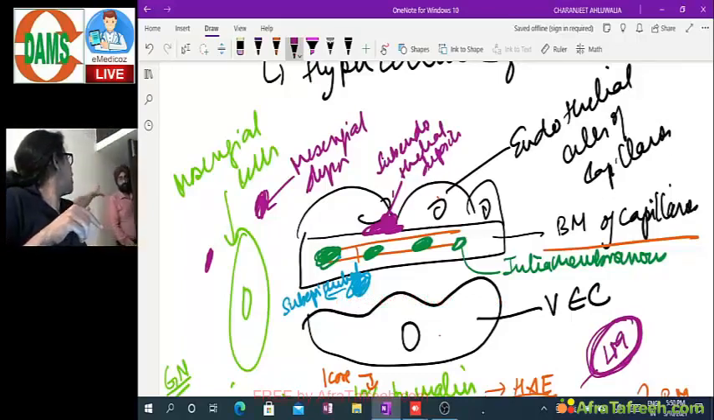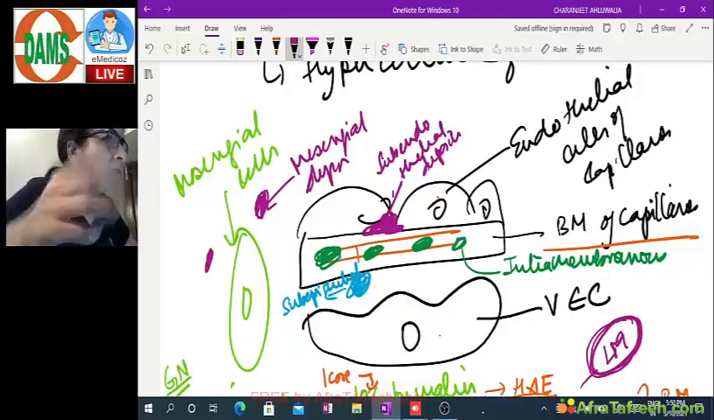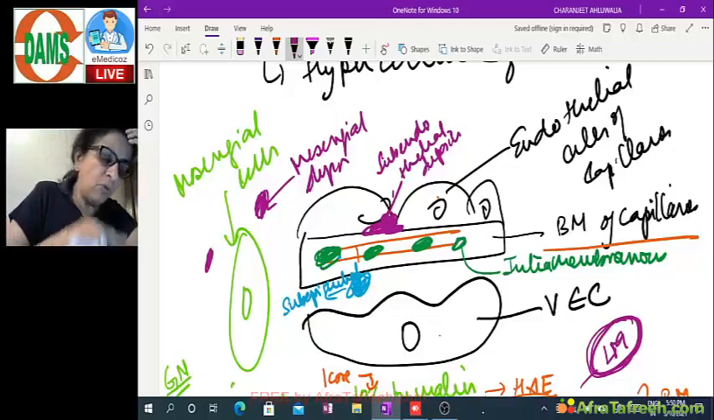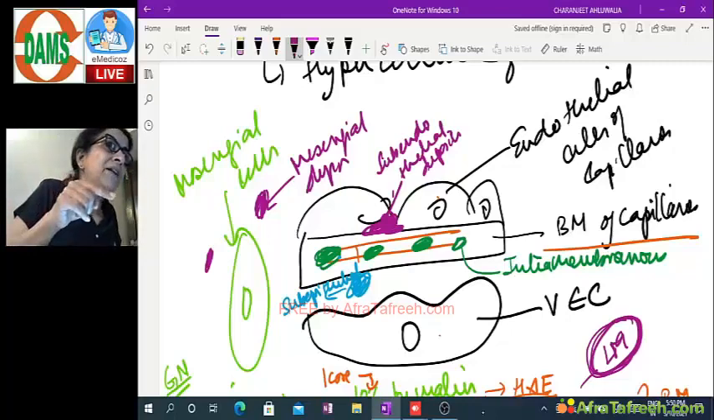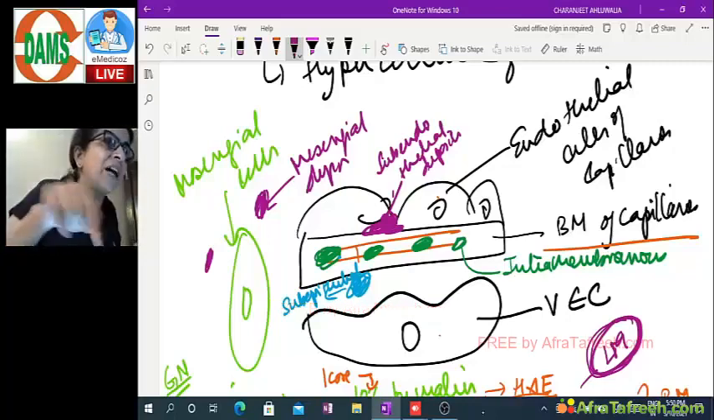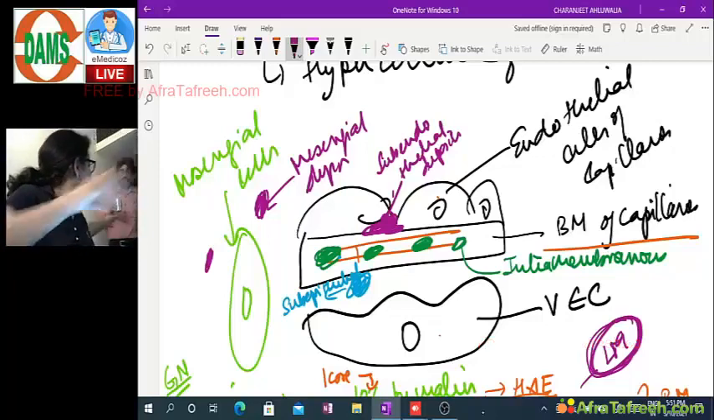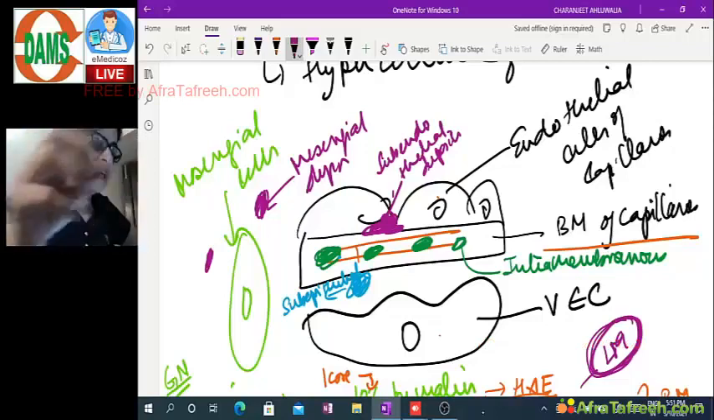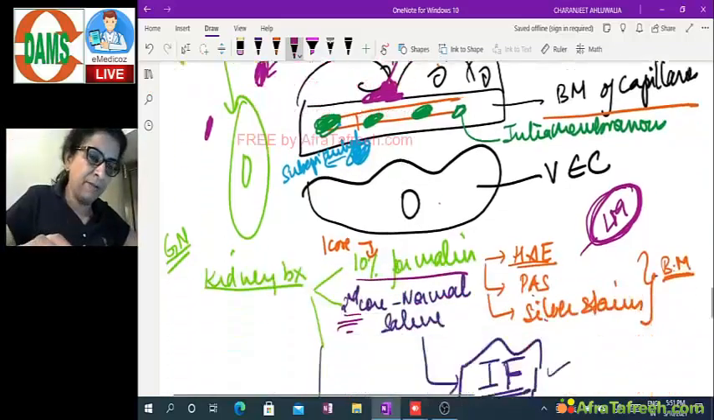Which are the complement components? You know complement components are C1, C2, C4, C3. You want to know which complement components these immune complexes contain. Do they contain the complement components of the classical pathway or the alternate pathway? C1, C2, C4, if you see, they indicate that the classical complement pathway is getting activated. And if you see only C3, no C1, C2, C4, that means alternate complement pathway is getting activated.